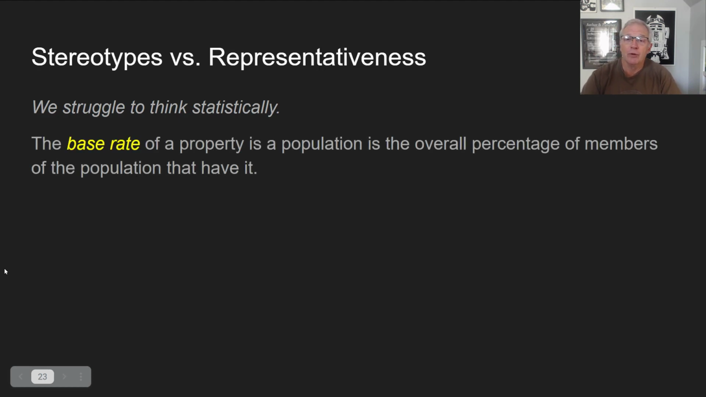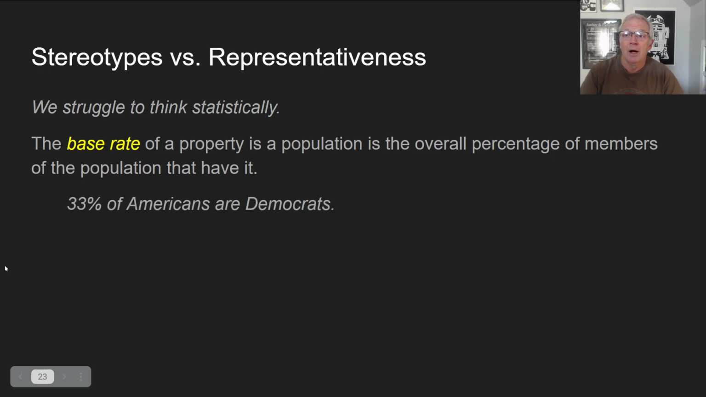Okay, so a few terms: the base rate of a property, and Kahneman's going to talk about base rates quite a bit in this section. The base rate of a property in the population is the overall percentage of members of the population that have it. So that's the term we're going to use, and we're going to use that when we talk about Bayes Theorem, because we insert base rates into Bayes Theorem. So you'll start getting familiar with how that language is used in these probability cases.